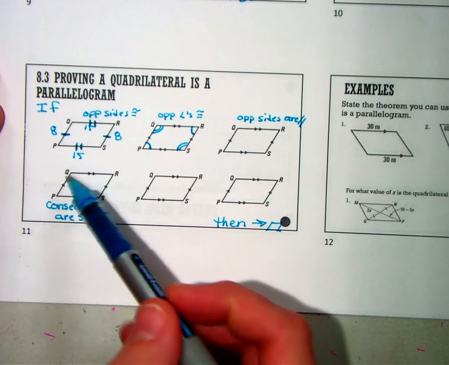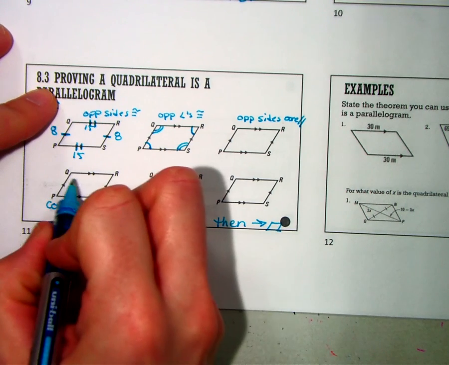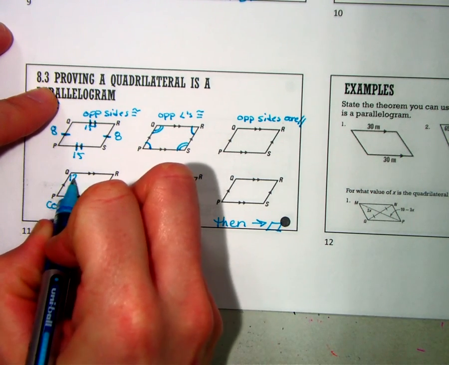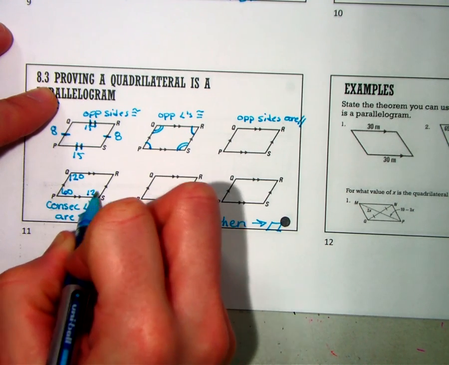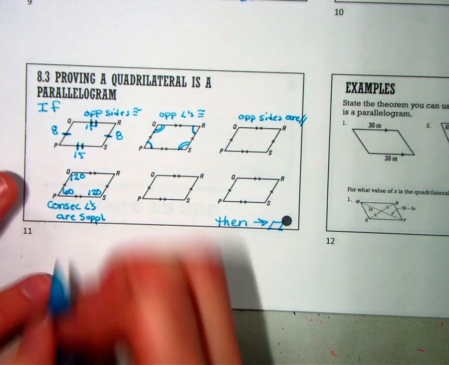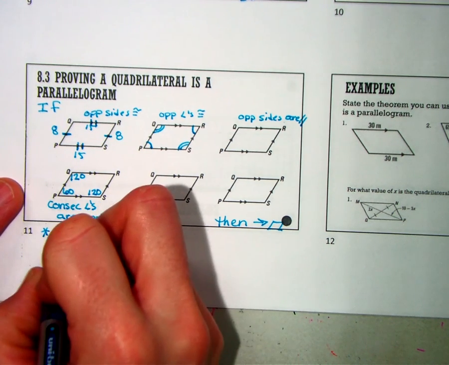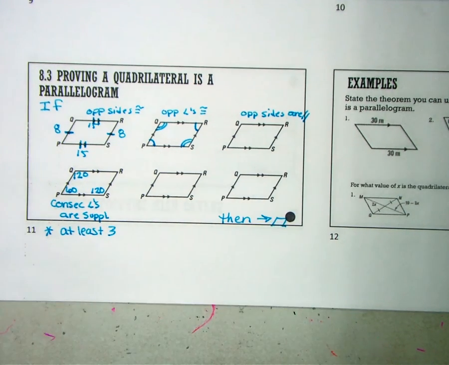So 180 is the ones next to each other, but all 4 of them would be 360. Okay? So they would have to give you like 120 and 60 and 120 because that would give you both pairs. Okay? So you might want to make a note to yourself. They have to give you at least 3 of those. They could give you all 4. That's fine. But they have to give you 3.